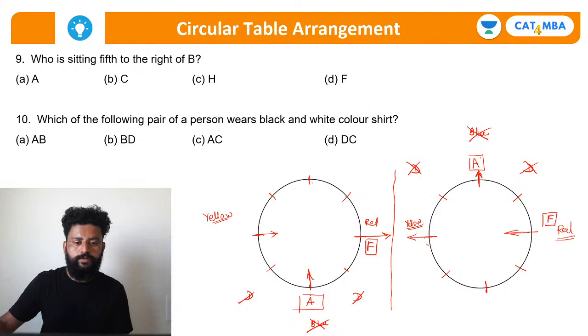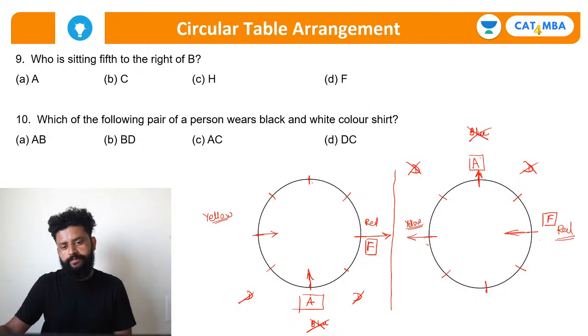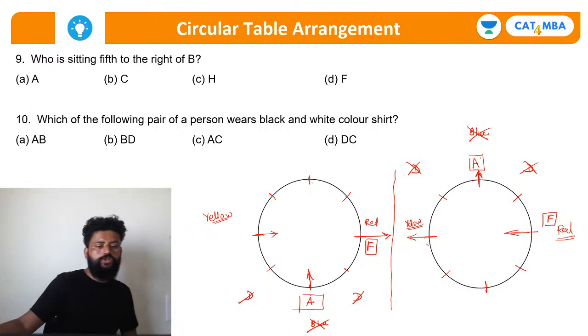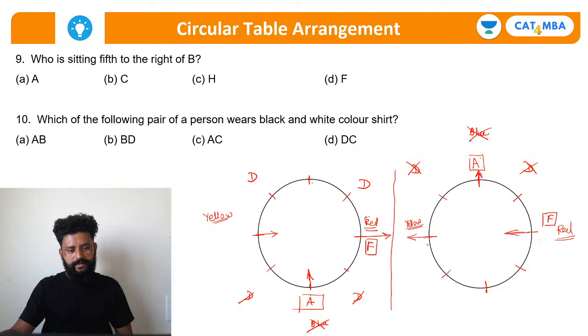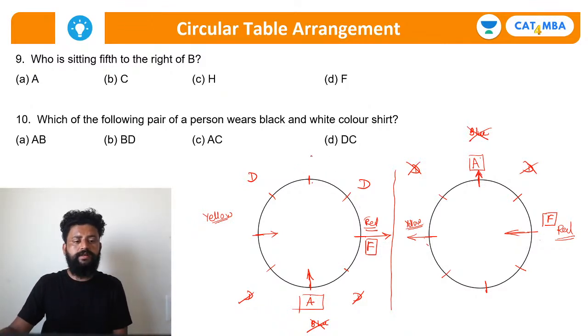Here blue, yellow is coming next to it, here blue and red, but blue cannot be A, so for sure blue is somewhere here. Now we have only two possibilities for D, here or here. If D is here, on this side this is red, so this must be blue, and if this side is yellow, this must be blue. So it doesn't matter wherever D is, the person wearing the blue shirt has to be sitting opposite to A.